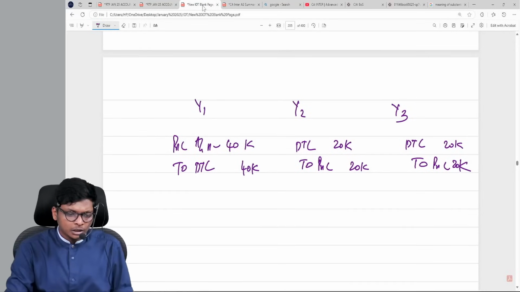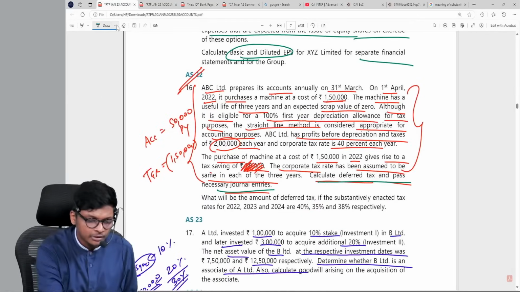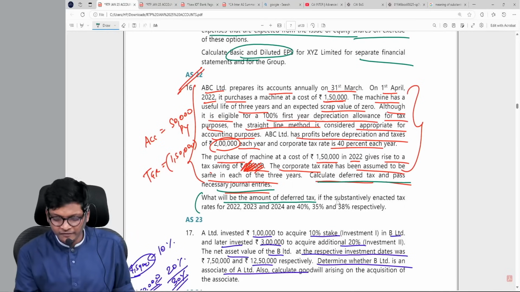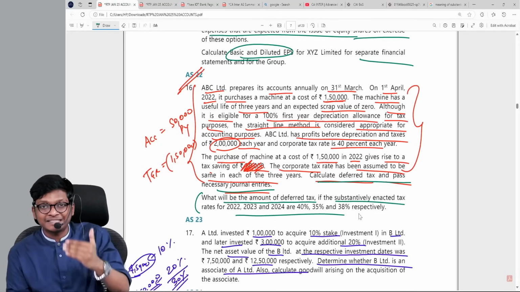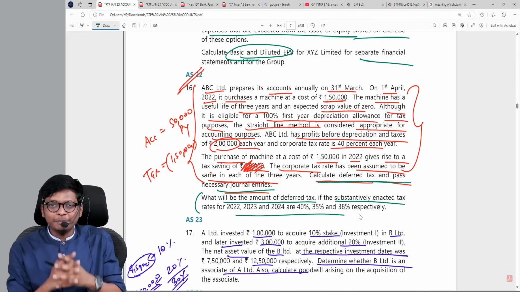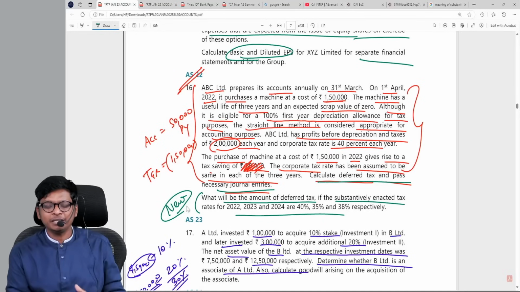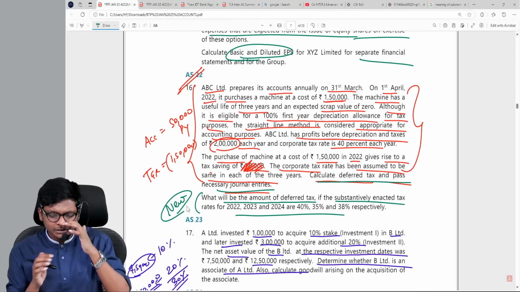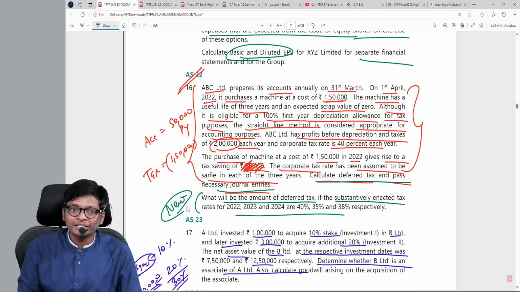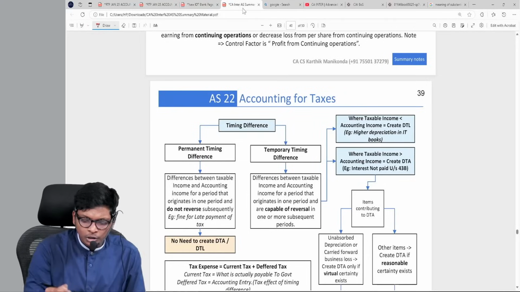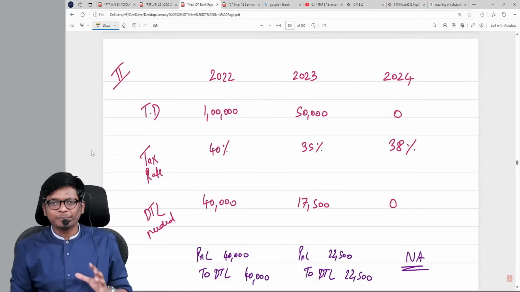Okay. Now coming to the main part of the sum, the new addition. What will be the amount of deferred tax if the substantially enacted tax rate is changing for the 3 subsequent years? This is the key part of the sum, which I told is a new addition in the RTP. ICAI study material doesn't have this, but in our class we would have discussed this in concepts only. Okay. Now getting to a sum over here. Look how we are solving this. Okay, very simple. I'm trying to keep it as simple as possible.